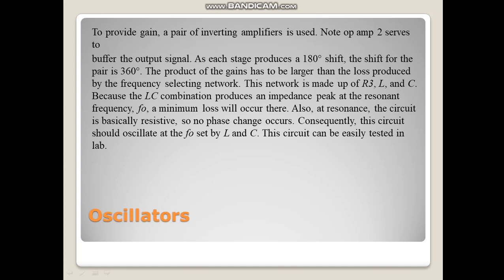The network is made up of R3, L and C because the LC combination produces an impedance peak at the resonant frequency F0, where a minimum loss will occur. Also at resonance, the circuit is basically resistive, so no phase change occurs. Consequently, the circuit should oscillate at F0 set by L and C.